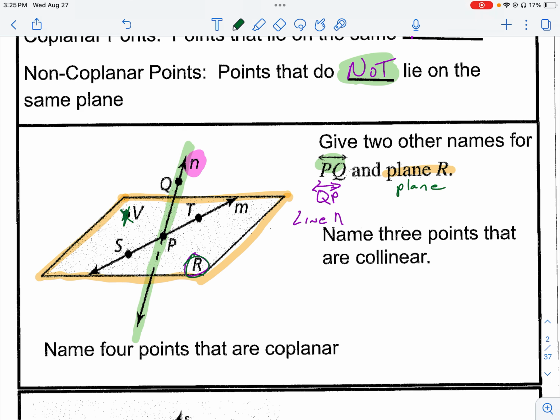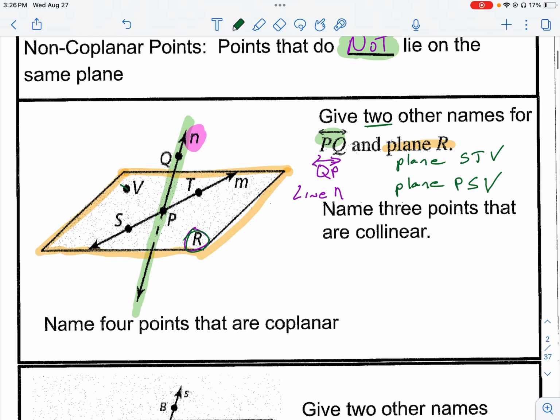So here's one, and here's one. So let's call it plane STV. We're asking for 2 names, so we got to name another one. So it's going to be PSV. We need them not on the same line, and we'll talk about that after a little bit.